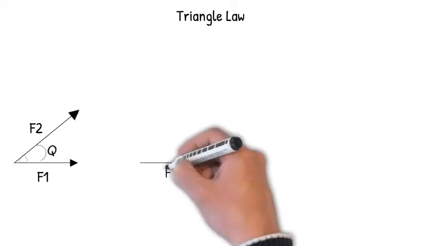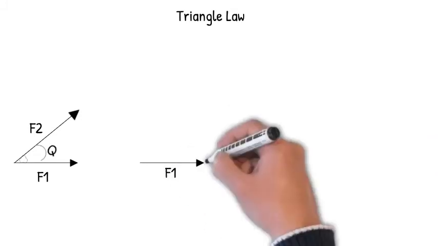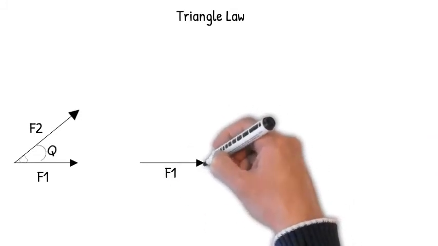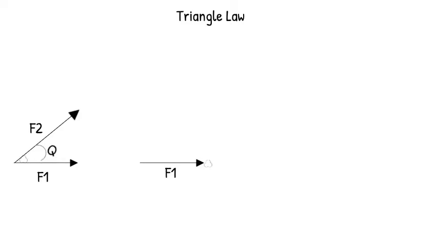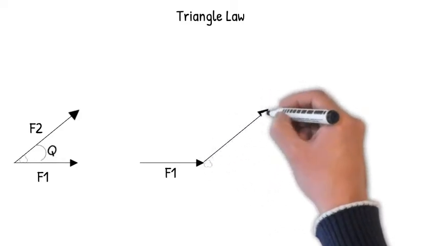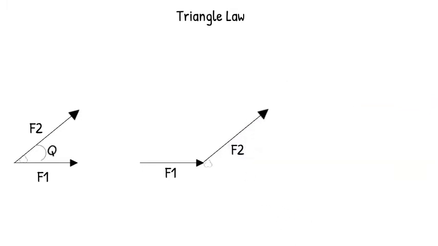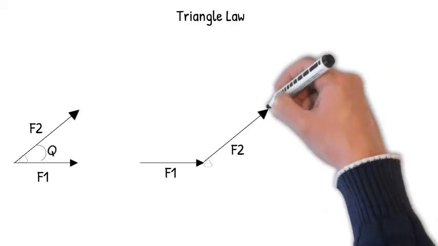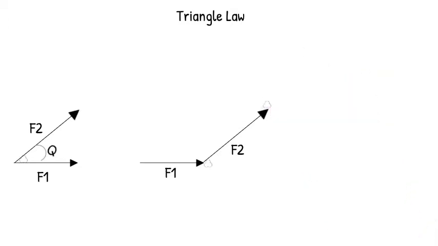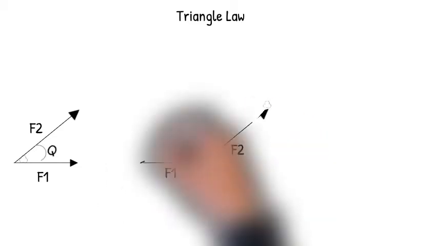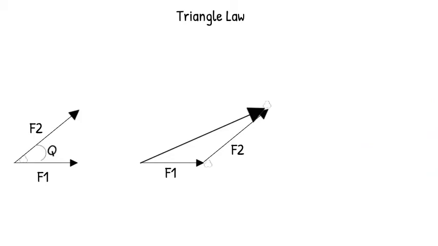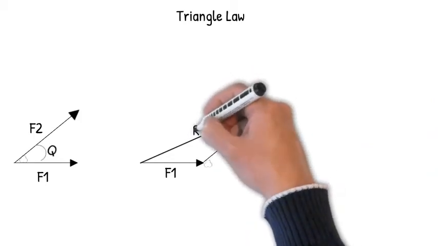To do that, we need to first of all find the location of the object after the application of the first force F1. After the application of the first force, our object will reach there. Similarly, after the application of F2, it will reach here. Fine, but there is another way to find the location of the object. You can directly start from the origin of the first force to the end of the second force. This is the shortest way to find the location of the object. This we call the resultant of the two forces.